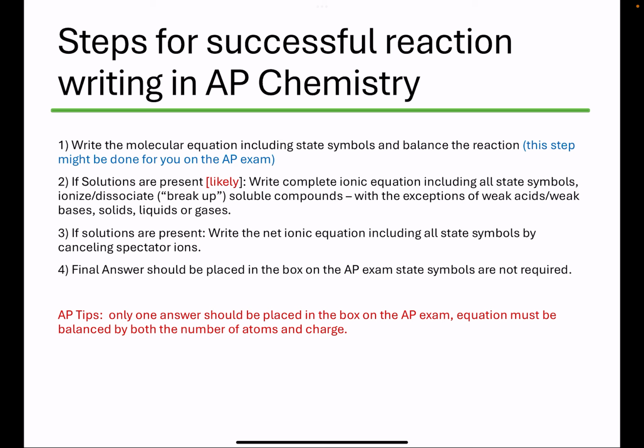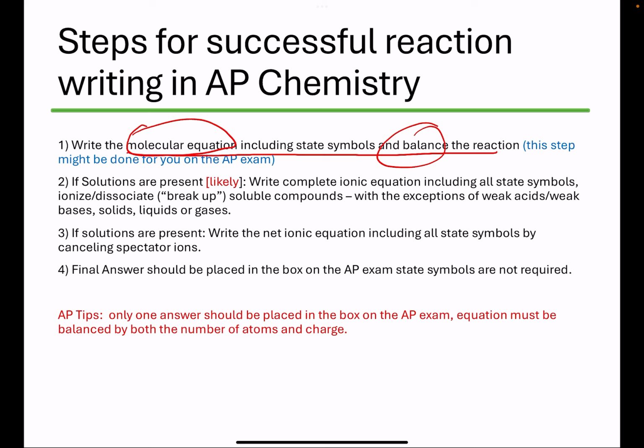So just a step that you want to follow when you're writing the equations. So write the molecular equation, including the state symbol, and make sure you balance the equation. That's gonna be a big one. So molecular equation is gonna be the ones that we're the most familiar with, the one that you have been seeing in a lab for the past year.